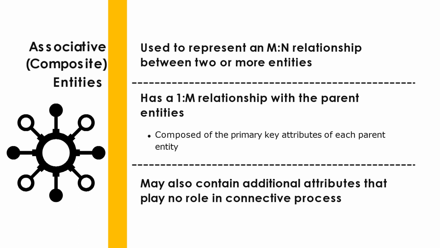Now let us talk about associative or composite entities. They are used to represent a many-to-many relationship between two or more entities. The associative or composite entities has a one-to-many relationship with the parent entities, and they are composed of the primary key attributes of each parent entity. It may also contain additional attributes that play no role in the connective process, just additional data or information.